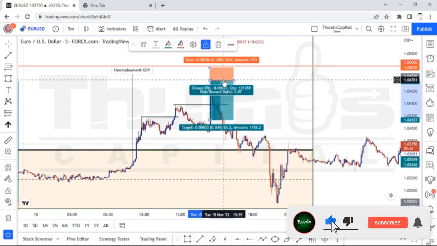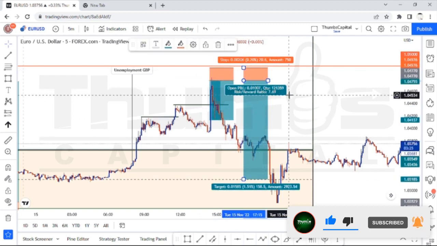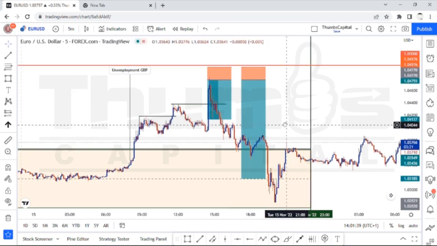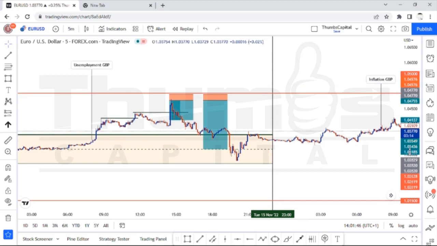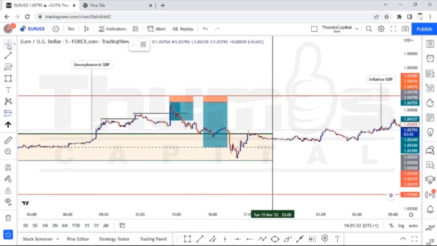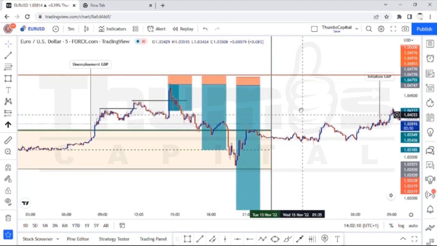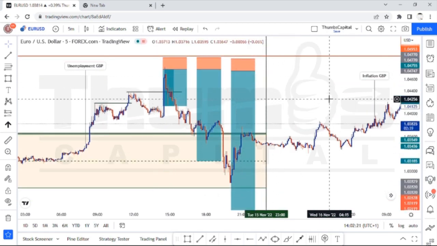Let's mark that, which was about 1 to 7.5 risk reward. And my final take profit was the next major EBITDA price. My final take profit was right here. So that was my trade for Tuesday trading.